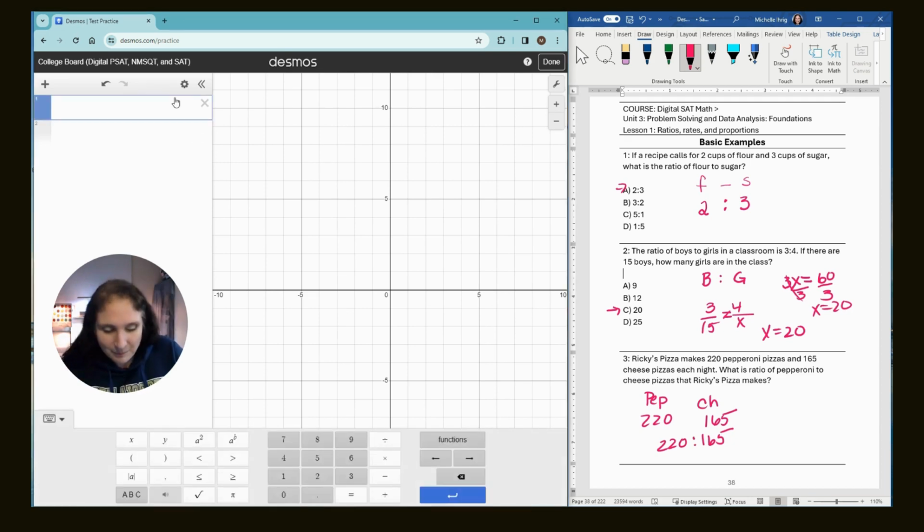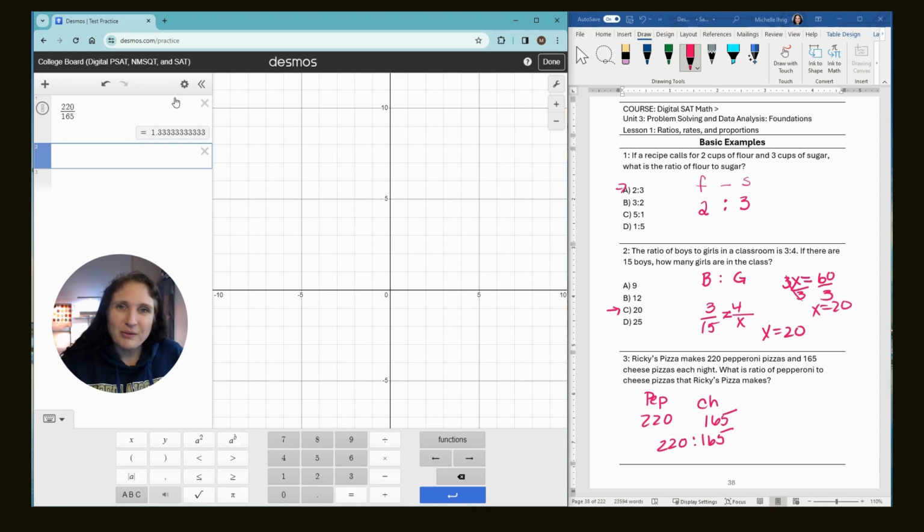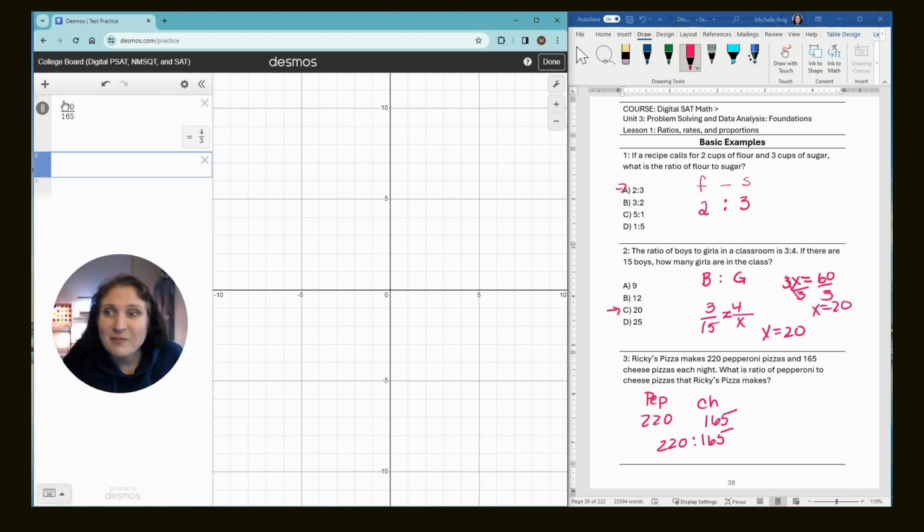Look how cool it is. You just type in 220 divided by 165, and we get 1.333. Look, fraction button, 4/3. That's our ratio, 4 to 3. Or it could be written as 4/3 or 4:3.